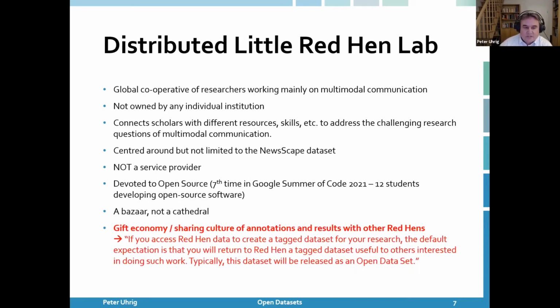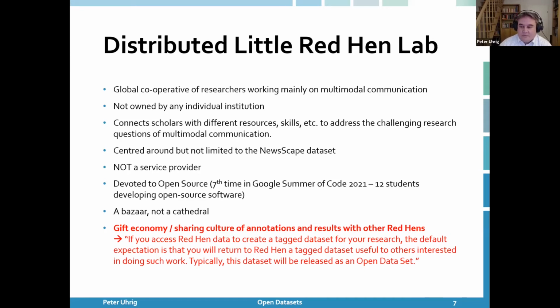Now, the most important aspect for us today is that Red Hen is a sort of gift economy, or has a sharing culture. If you annotate data, you're expected to share it with other Red Hens. So I quote again from the website, if you access Red Hen data to create a tag dataset for your research, the default expectation is that you will return to Red Hen a tag dataset useful to others interested in doing such work. Typically, this dataset will be released as an open dataset. So far, the idea.